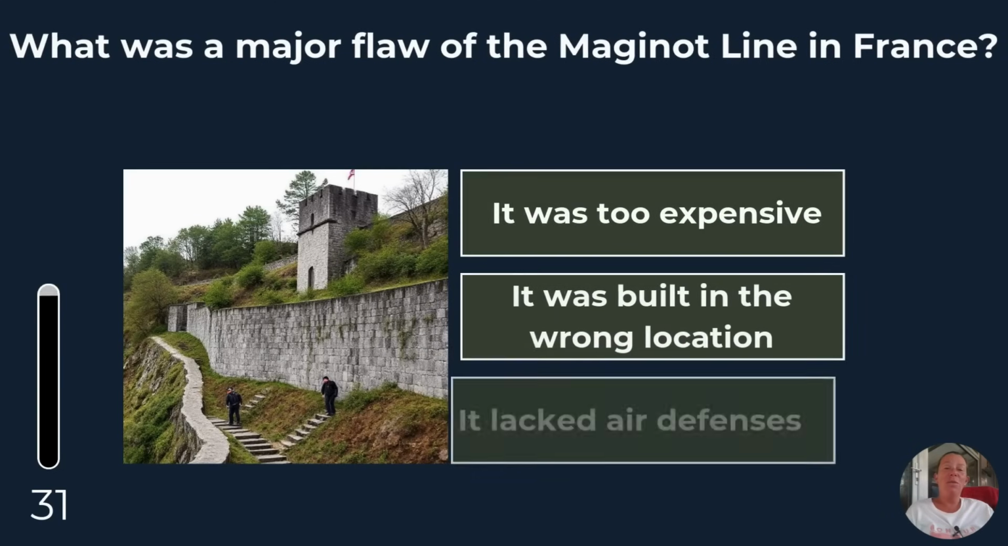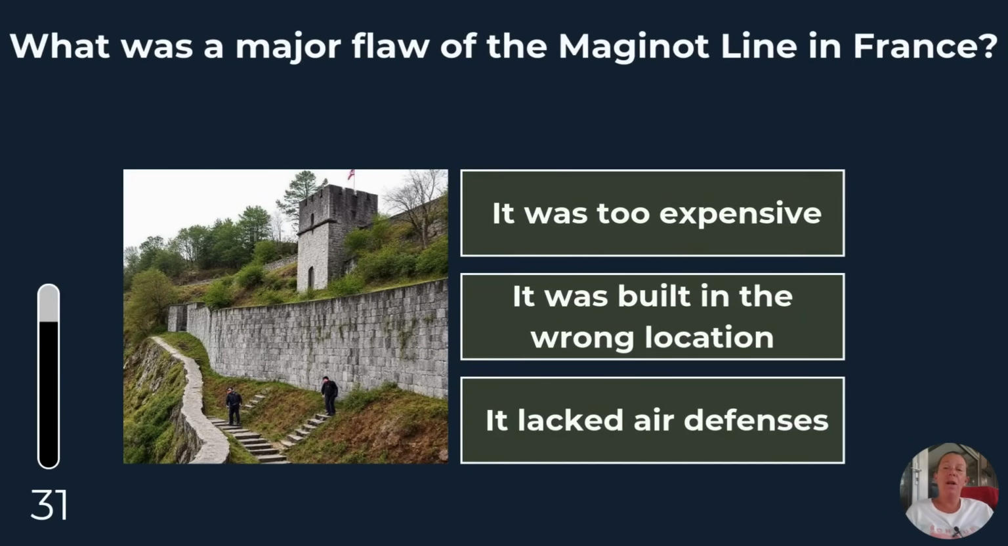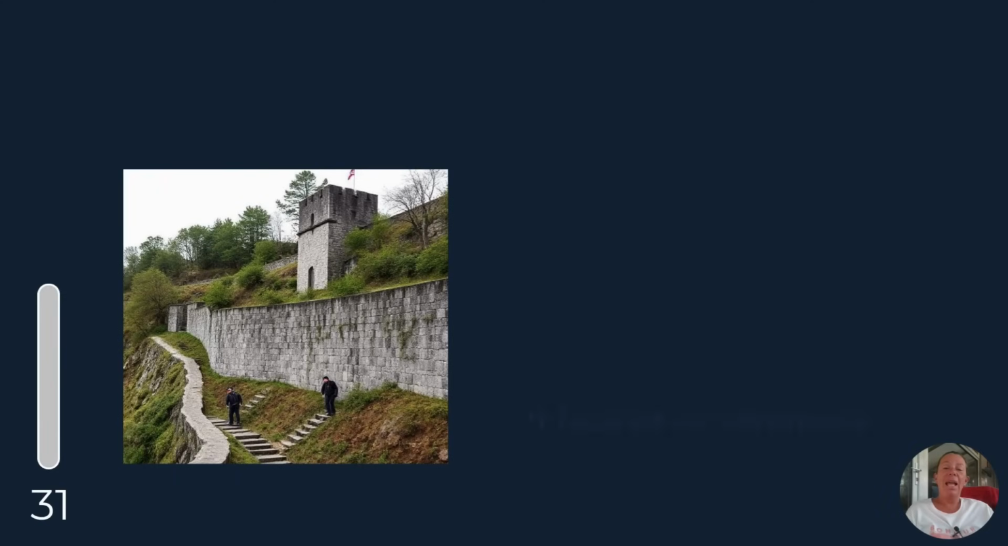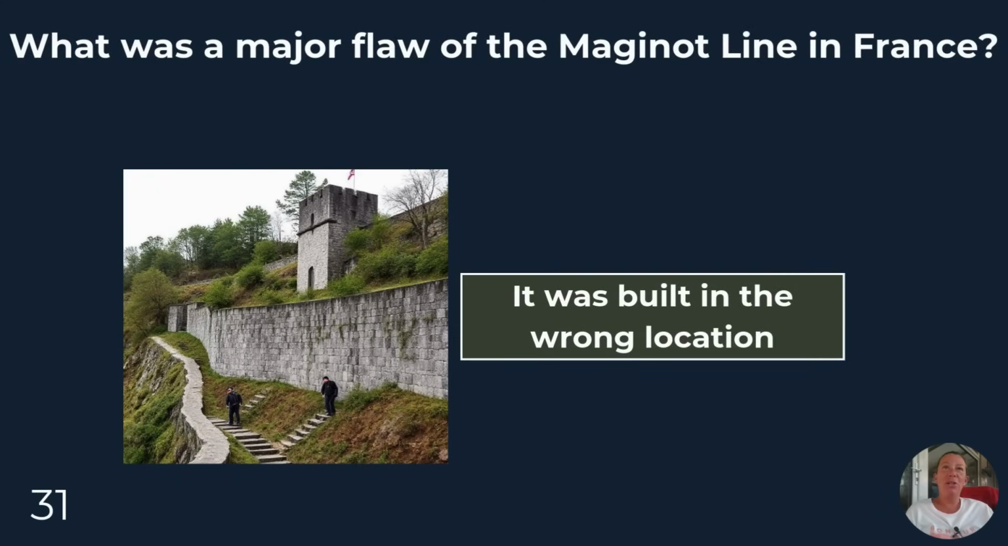What was a major flaw in the Maginot Line in France? It was too expensive, it was built in the wrong location, it lacked air defences. It was built in the wrong location.